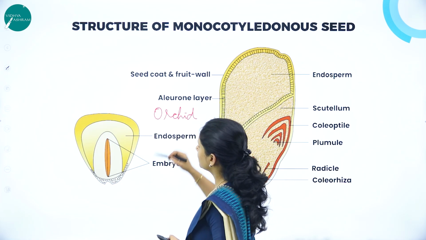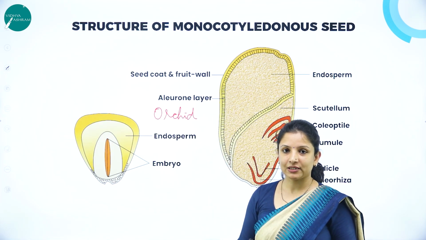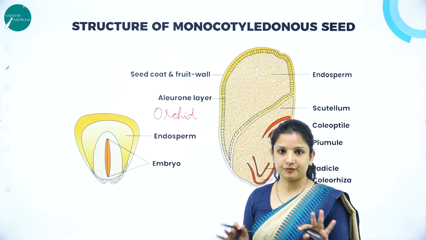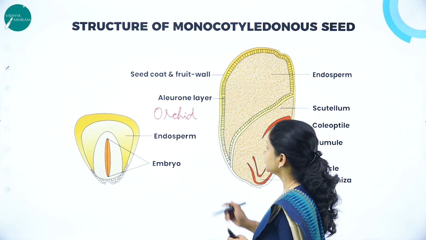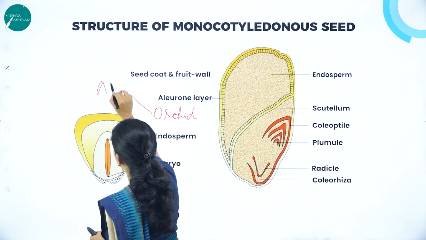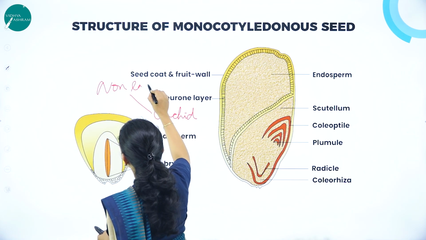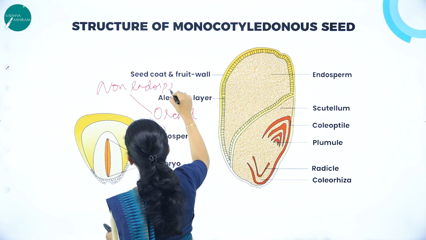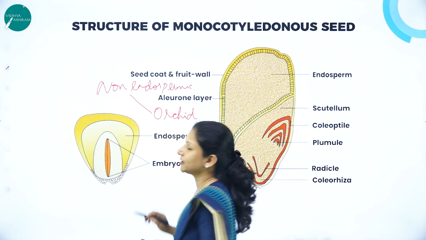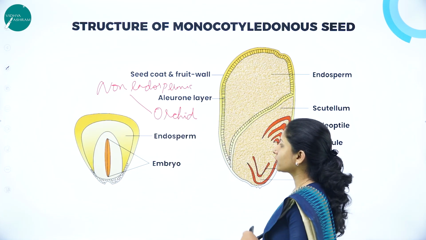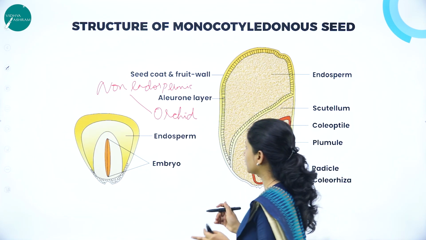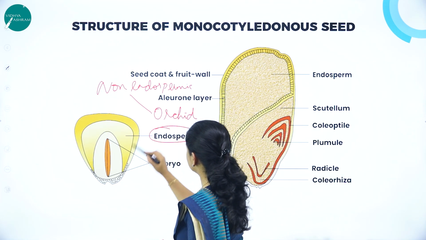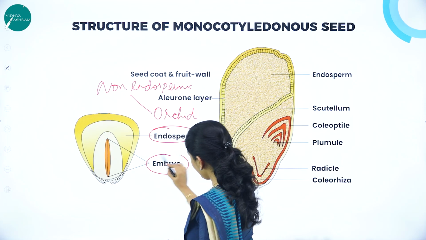Orchid flowers produce monocot seeds and they do not have an endosperm. They are non-endospermic. Remember this, it is important. Rest all the monocots, what did I say? They are endospermic. So when you see a monocot, the endosperm is there and they have the embryo as well.